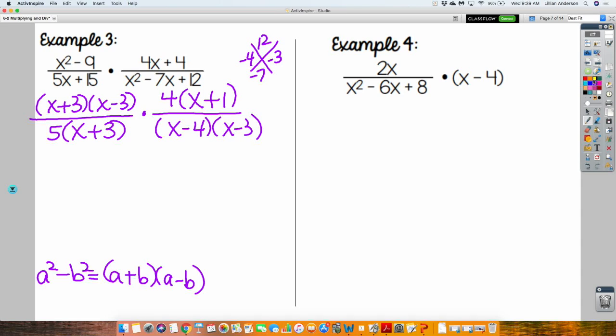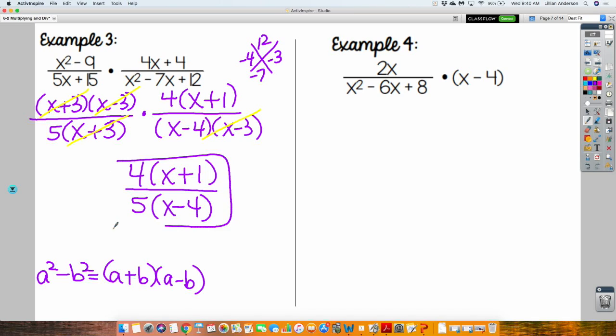All right. What cancels at the top and the bottom? I have x plus 3, x plus 3. X minus 3, x minus 3. Anything else? No. Not even with my numbers, because there's nothing that goes into 4 that also goes into 5. So I just write what's left over. I have a 4, x plus 1 left on the top, a 5, and then an x minus 4 on the bottom. That's it.